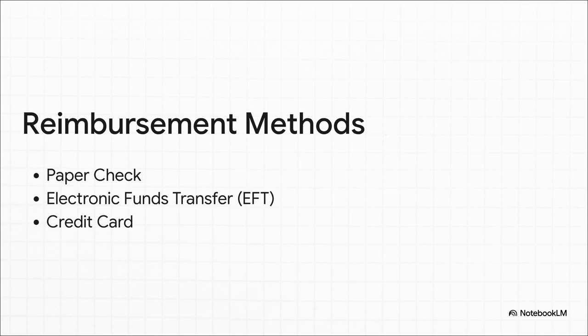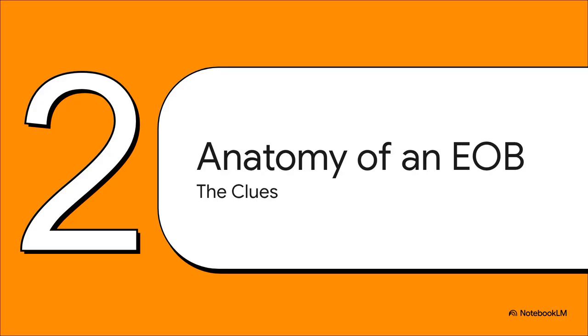Knowing exactly which vehicle the payer used is your very first clue when a claim is marked as paid on their end, but the money just hasn't shown up in your billing system yet. Section 2. Anatomy of an EOB.